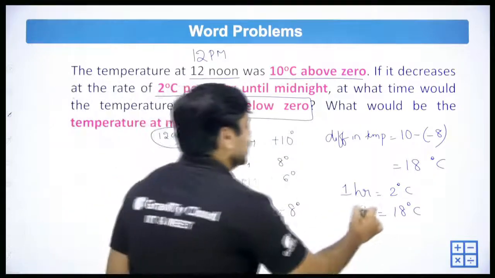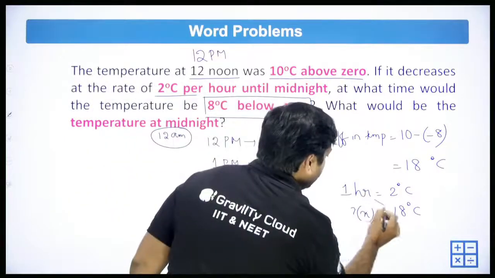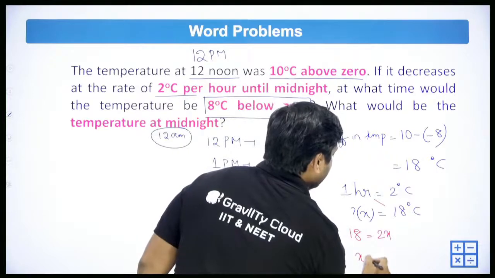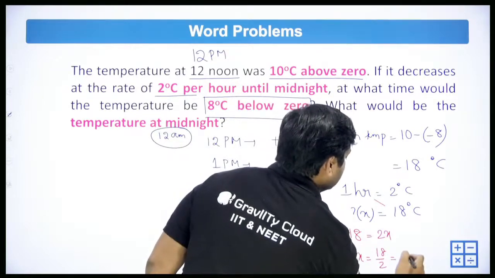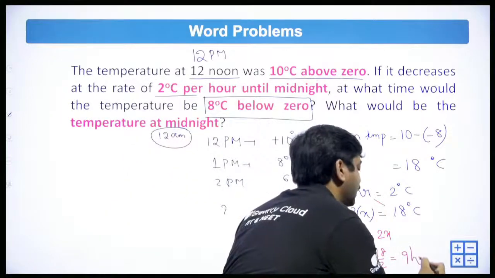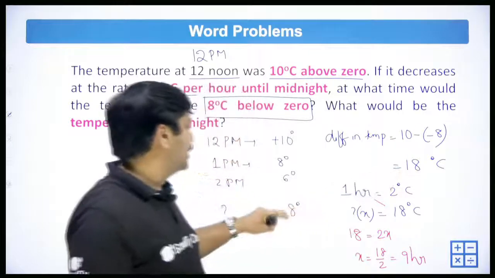If you are confused, just take it as x and cross multiply. So 1 into 18 is equal to 2 into x. From here we get x is equal to 18 by 2, which is 9. Sorry, it's 9 hours. It takes 9 hours to reach the point minus 8.